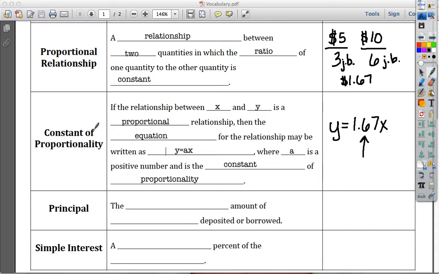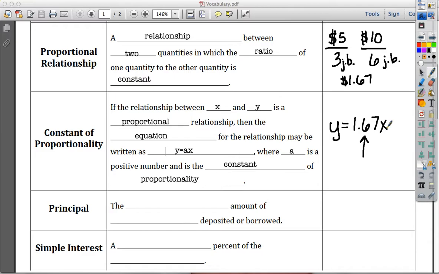Taking that one step further to the constant of proportionality, if the relationship between x and y is a proportional relationship, then the equation for the relationship may be written as y equals a times x, where a is a positive number and is the constant of proportionality. So I can use the constant of proportionality to help me find my other ratios. In this case, y, the cost, would be found by doing $1.67 times x, the number of juice boxes I purchase.